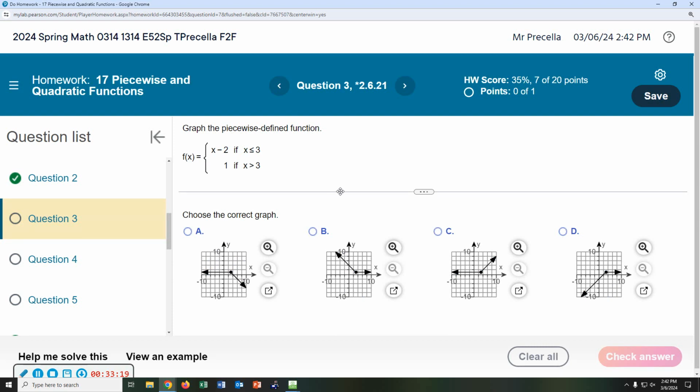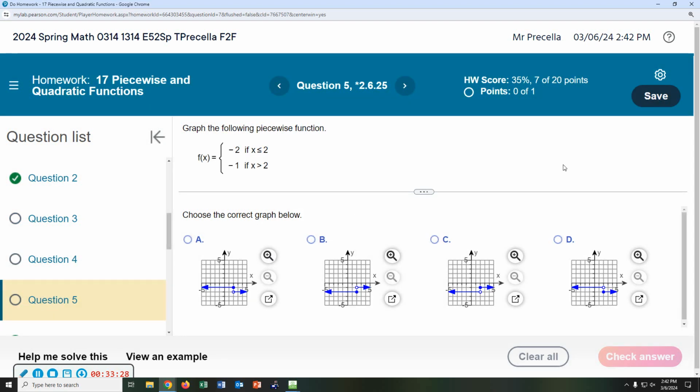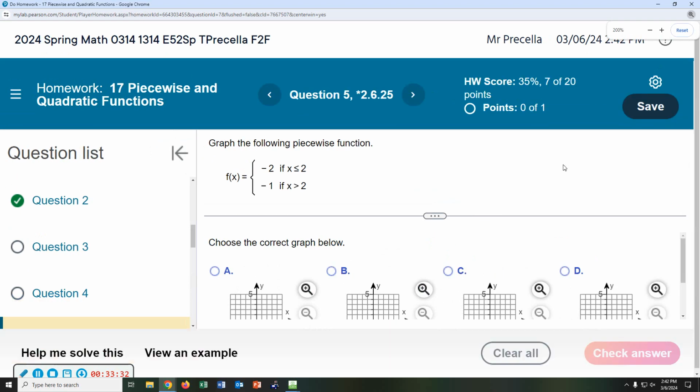Nice. A 2-part function. Let's do number 5 instead. We'll come back to number 3. I'm going to blow it up so they don't see the answer choices. Okay, so f of x this time.